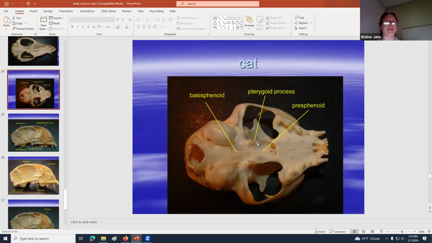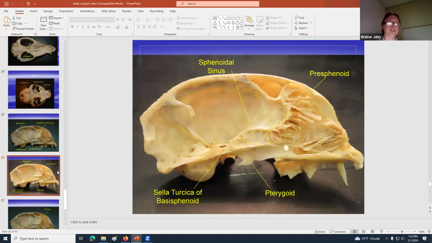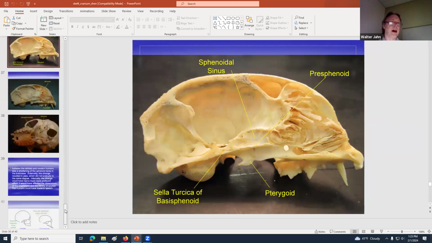So now, by the time you get to mammals, you get to a pterygoid process of the sphenoid bone. But notice the basal sphenoid in a cat is still a separate bone compared to the rest of them. So this fusing together happens very gradually. So here you would see the sphenoid area here.